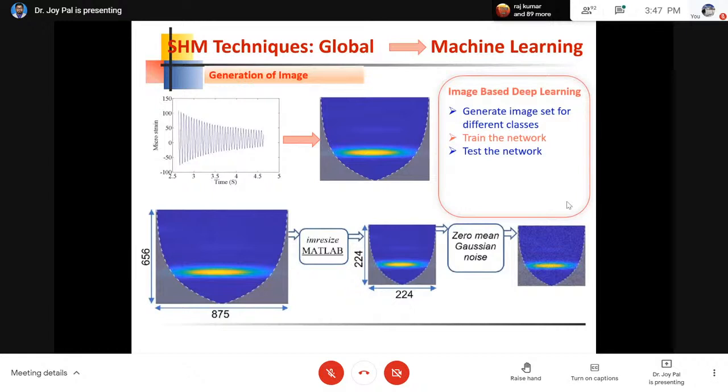So the idea is that first I have to have some data set based on which I will train a machine or network, and I will keep it for future reference. So in future, if I am getting some data from a different type of structure, I will give it to the machine, and the machine will recognize whether it is in the undamaged category or damaged category, and if it is damaged, then at which location it is damaged. So this is what we are trying to do.